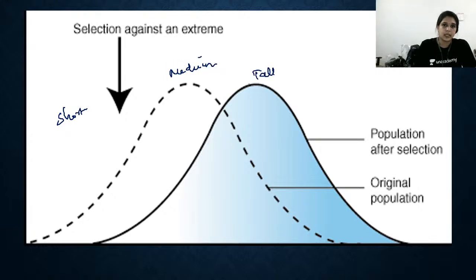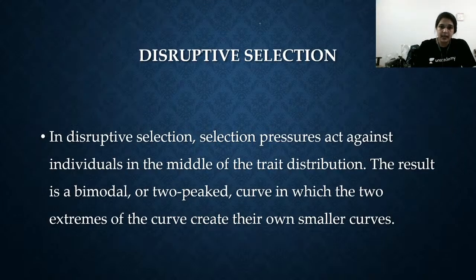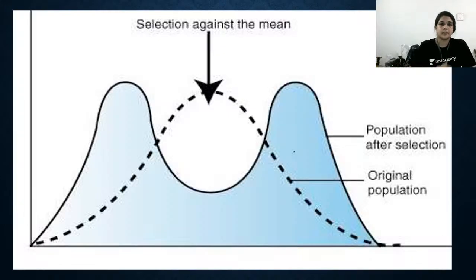So directional selection means the selection will go to one particular direction. It can be tall or short, anything based on that particular situation. If the selection is moving towards a particular direction, we call it directional selection. If it is stabilizing and choosing the middle path, we call it stabilized selection. Disruptive selection means the selection process acts against the individual in the middle of the trait distribution. See here, disruptive selection is just opposite to stabilizing selection. They choose the extremes and they reject the middle path. That is called disruptive selection.